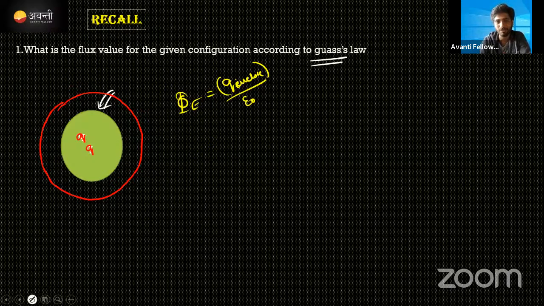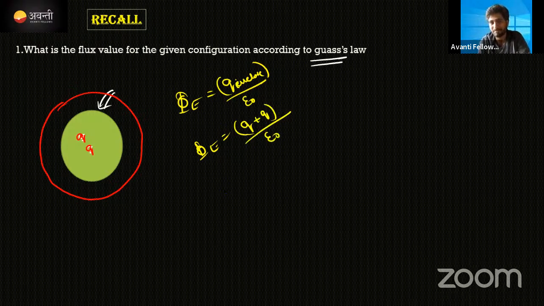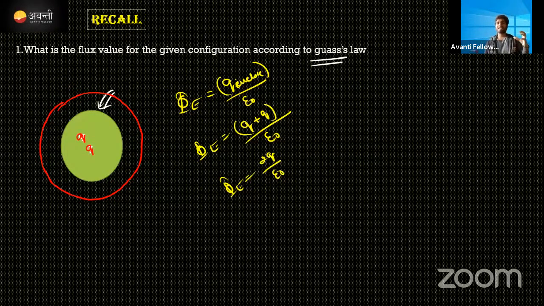Flux value will be equal to the charge inside. Actually, charge is a scalar addition, correct? That's why we need to add these two charges, Q plus Q divided by epsilon naught. Clear enough? Then the electric flux value will come out to be 2Q divided by epsilon naught. That's it. 2Q by epsilon naught means we add the charge inside.